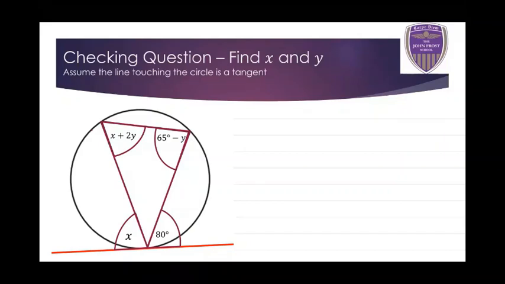So first of all, use the alternate segment theory to put some of the values equal to each other, and then you have to do some maths wizardry with the numbers then, okay? So pause the video and see if you can find the values for x and y.